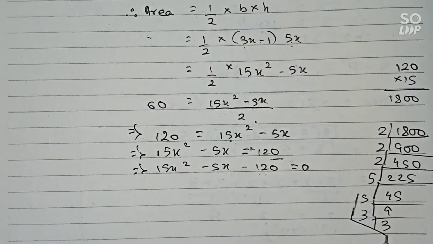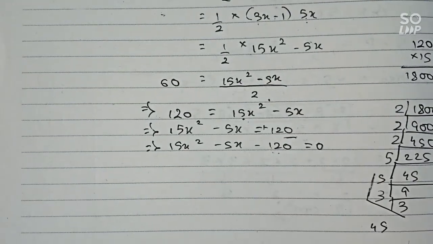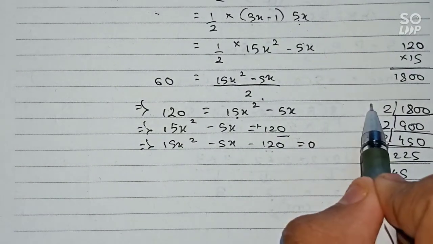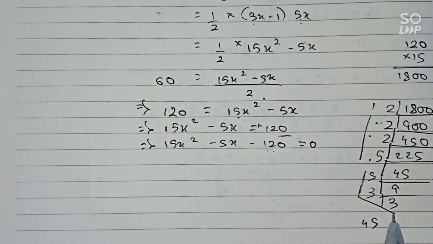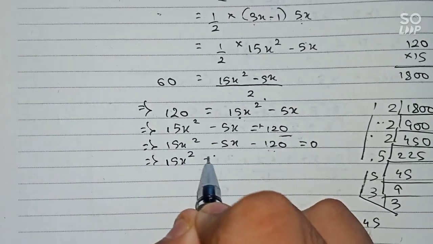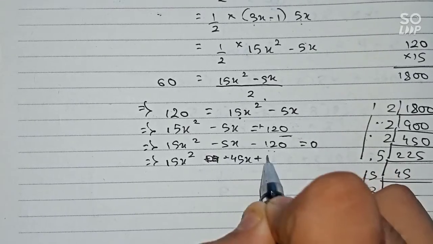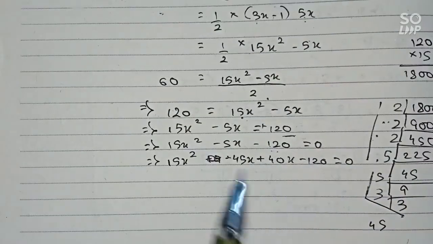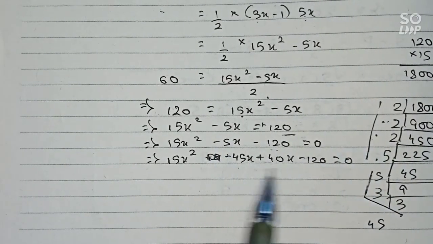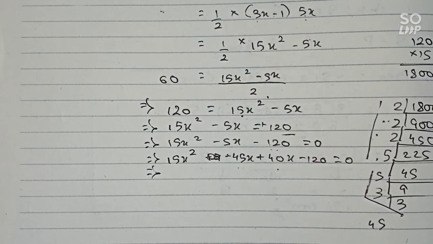So 5 into 3 into 3 becomes 45. And here 5 2s are 10, 10 2s are 20, 20 2s are 40. So here we get 40 and here we get 45. So now 15x square minus 45x plus 40x minus 120 is equal to 0. You can see that minus 45x plus 40x will become minus 5x only, and if we multiply both these numbers, we get 1800. So now we get the quadratic equation in simplified form.